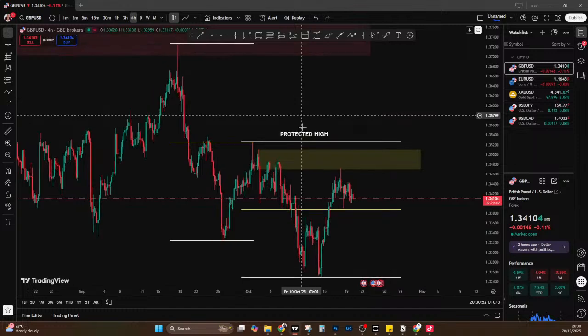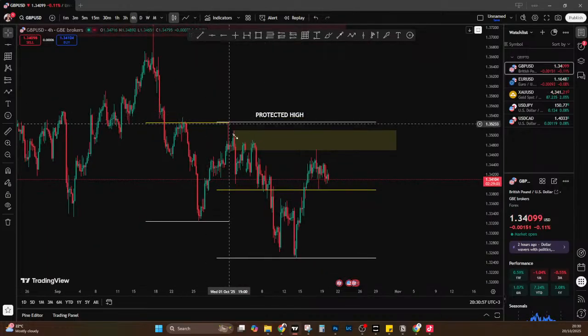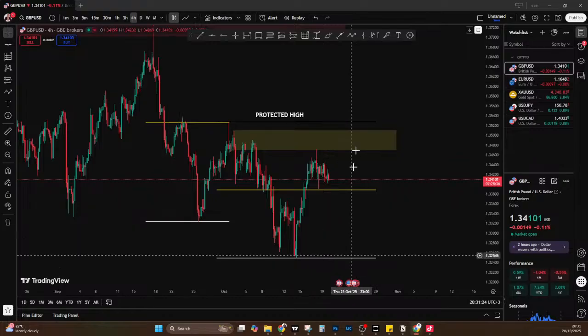So we know that for now this is a protected high, but it is still liquidity and it can be taken out, especially if there is news. This is now important. If there is news, those news that don't really respect any strategy, that is the time that you can see this one has been taken out and then the market continues to move down.